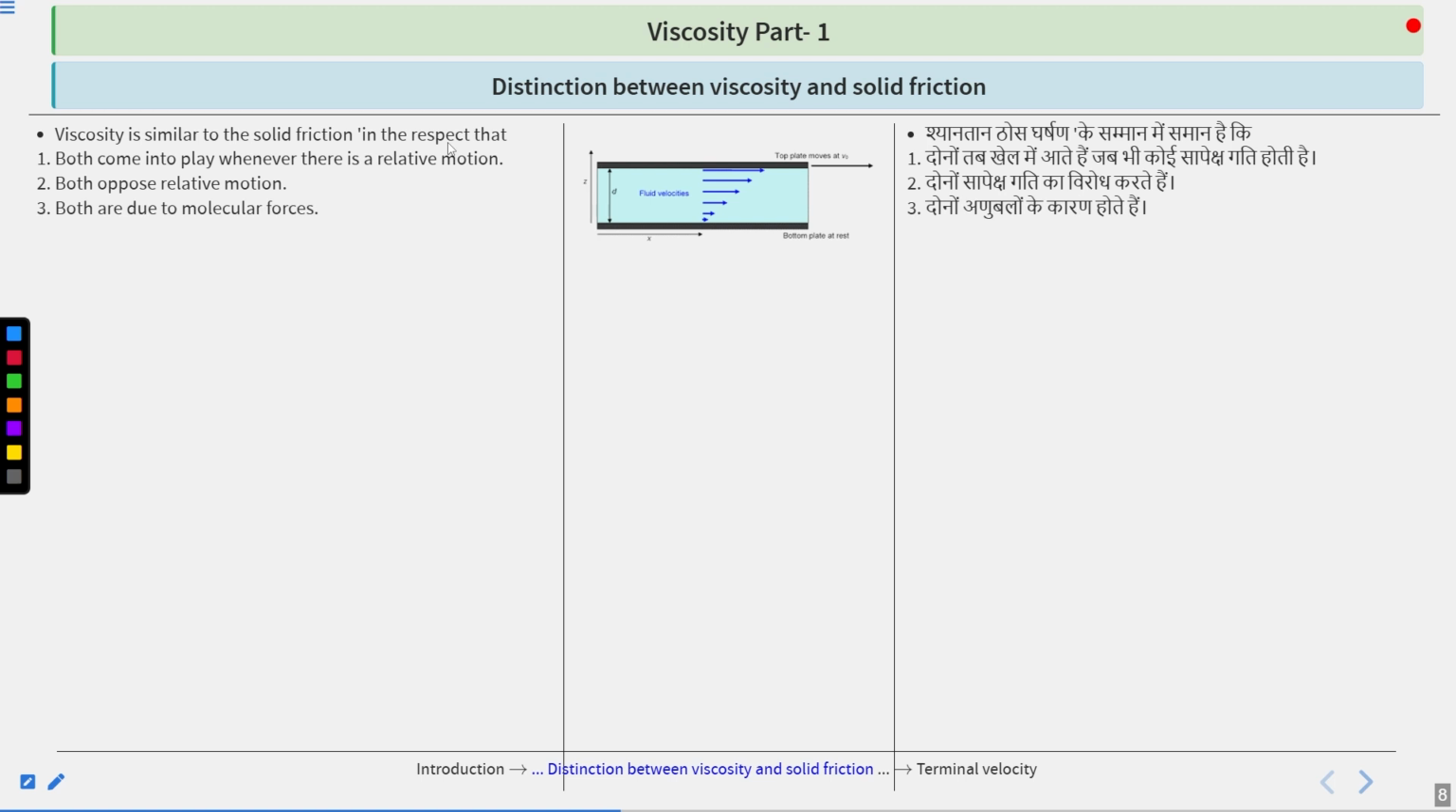Both are due to molecular forces. Both act tangentially in a direction opposite to that of motion. If they were in the same direction as the motion, there would be no internal resistance. But if they are tangentially opposite to the direction of motion, automatically there will be an opposing force, which means the motion will be opposed. Got it?